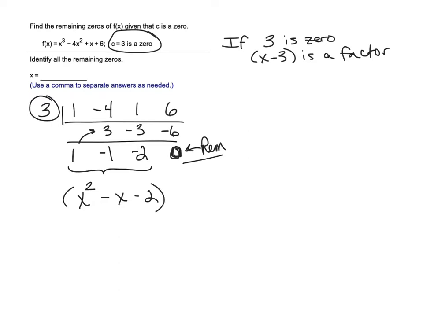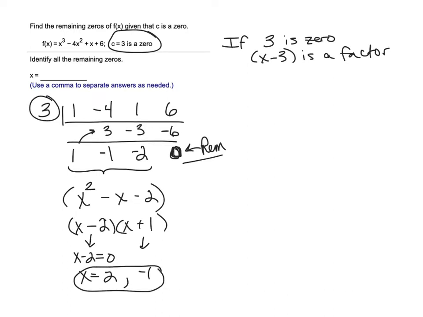There was no remainder. So to find the remaining zeros, you just factor this and set them equal to 0 and solve. Okay, you should be able to factor this if you get to this on a test. And this factors. Set each one equal to 0. You get x equals 2. And this one, same thing, you get x equals negative 1. These are the remaining zeros, and that's what they want you to put because they asked for remaining.